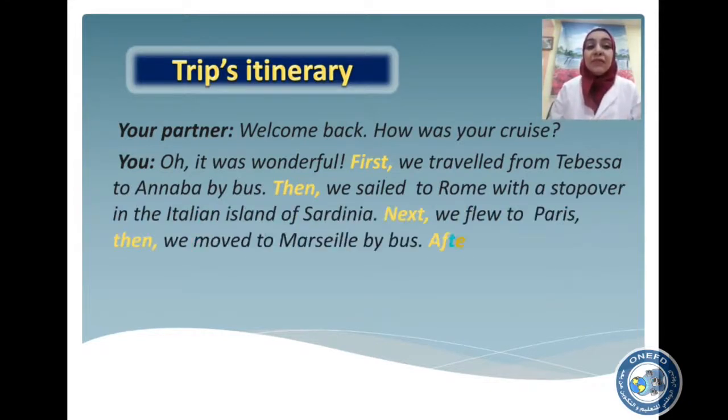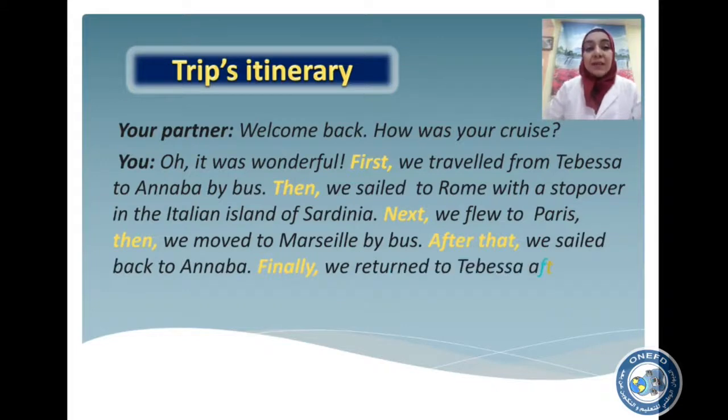First, we traveled from Tbessa to Annaba by bus. Then we sailed to Rome with a stopover in the Italian island of Sardinia. Next, we flew to Paris. Flew is the past simple of the verb fly. Then we moved to Marseille by bus. After that, we sailed back to Annaba, and finally we returned to Tbessa after spending great times.